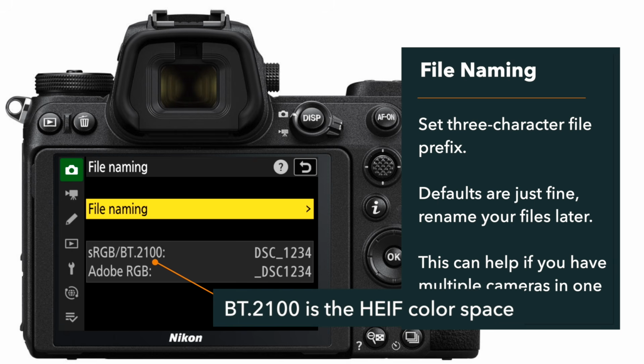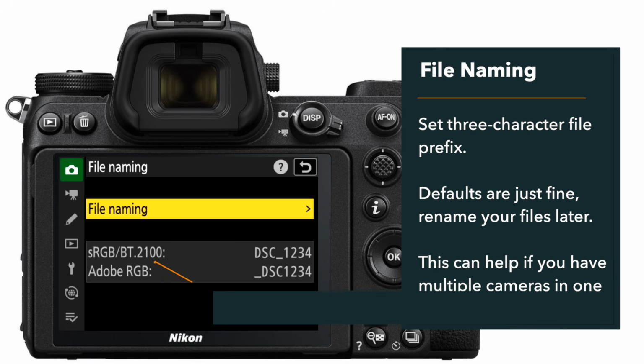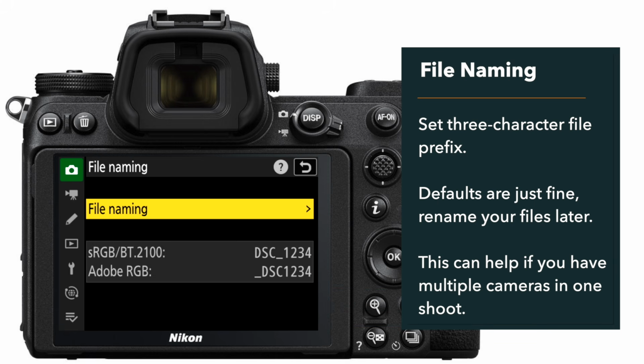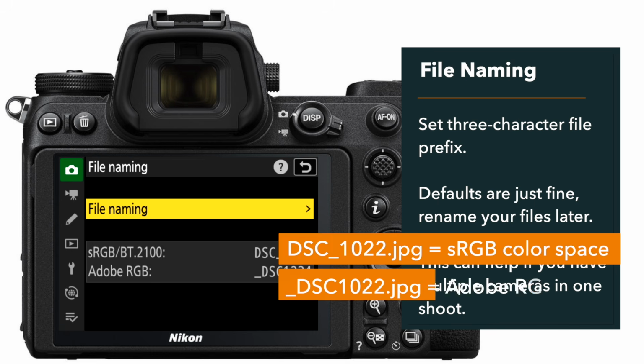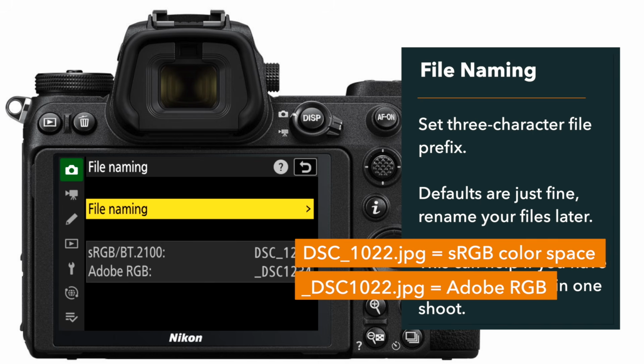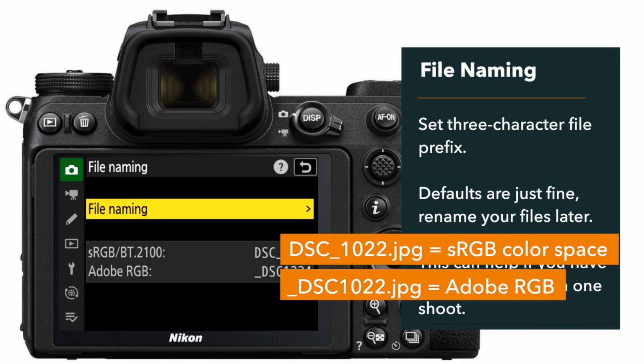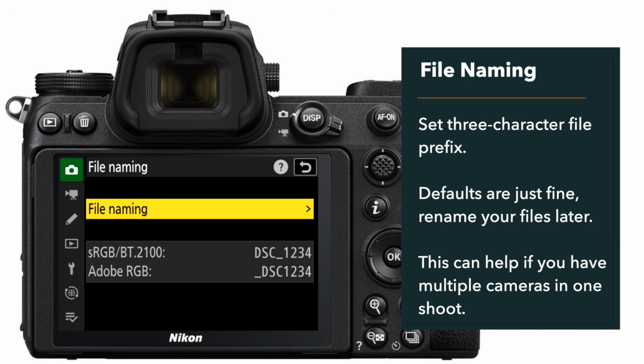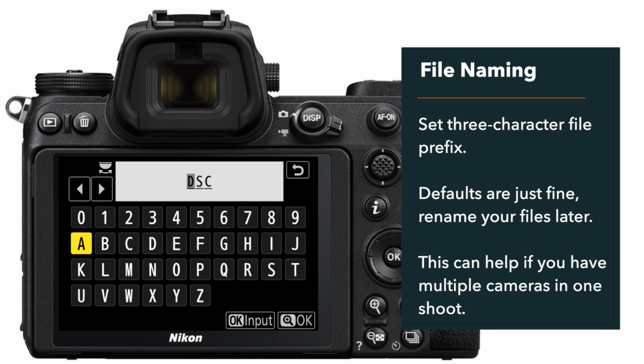Photos in the sRGB color space or HLG photos have the underscore after the prefix, while Adobe RGB photos have the underscore before the prefix. But that's what you see when you open up a folder on your computer: DSC 0001, 0002, and so on. You can change that 3-character prefix, but again, there's really only one good use case for this, and that's if you have multiple cameras.